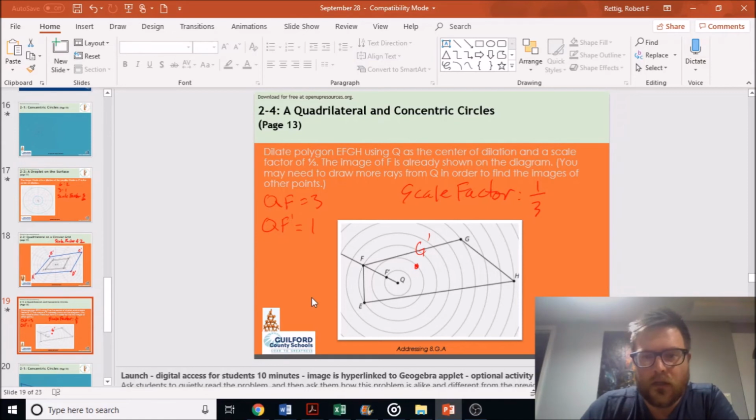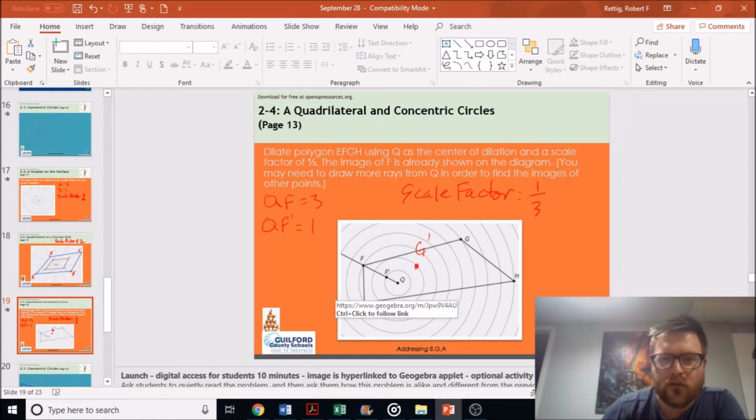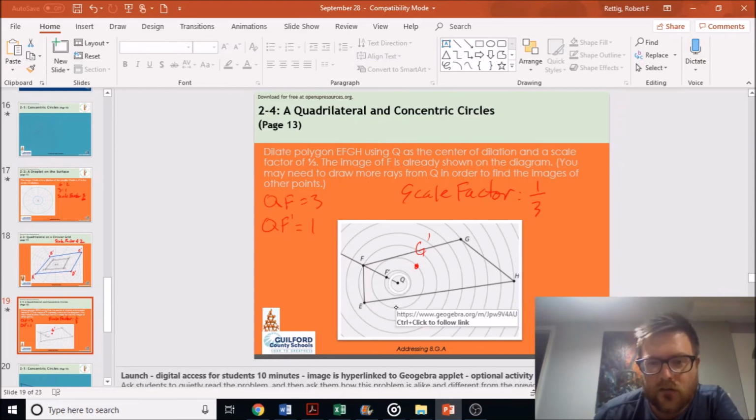Lastly, we'll go and take a closer look at this. We have QF is 1, 2, 3 units. QF prime is 1, so here we have a scale factor of 1/3. Our dilation in this case is smaller than the original shape. So QG is 6 units, so that means QG prime would be 2 units. QH is 1, 2, 3, 4, 5, 6, 7, 8, 9.